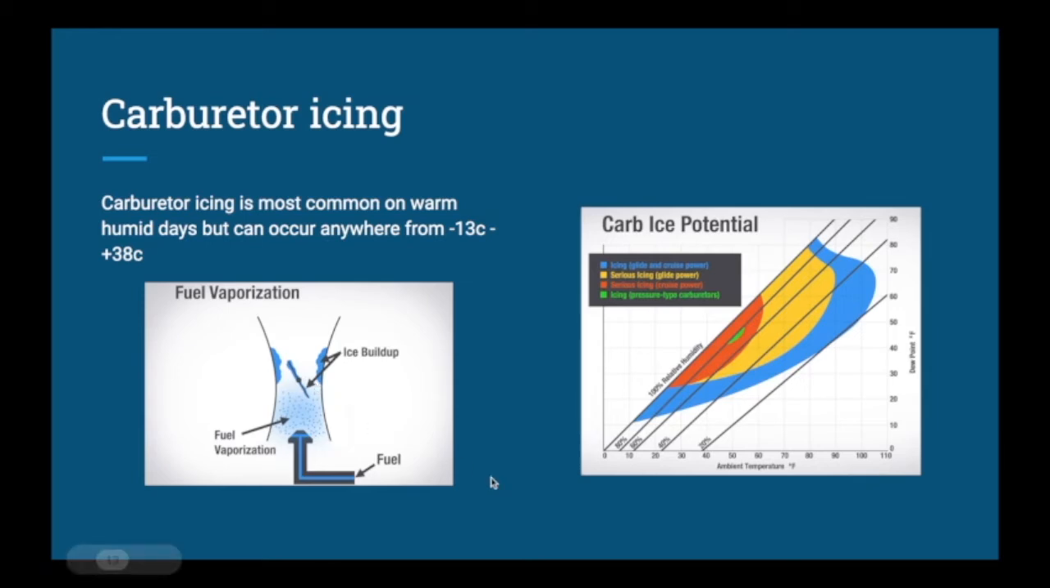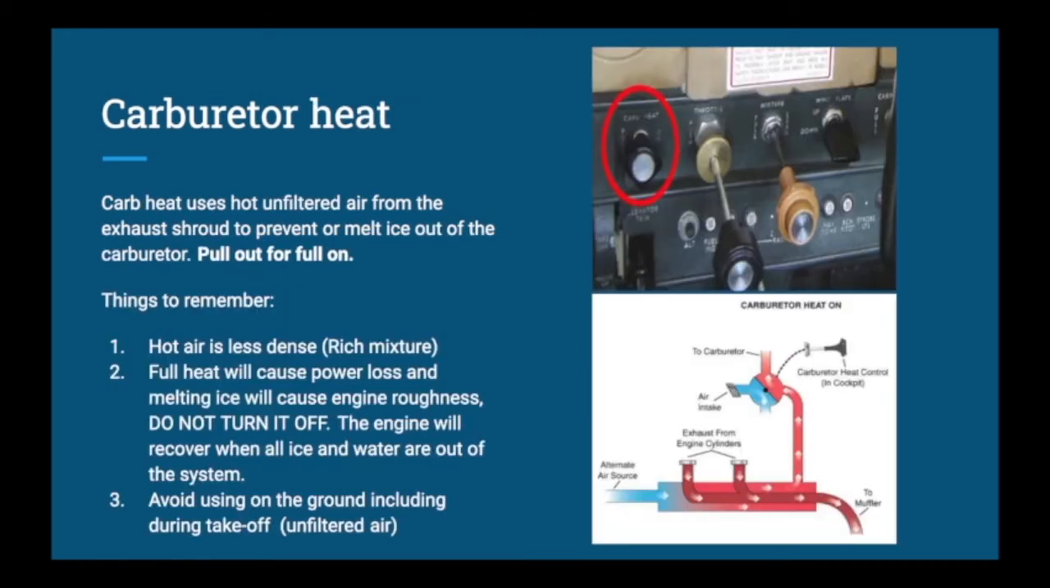So to prevent this, we use carburetor heat. It takes hot, unfiltered air from around the exhaust, and it redirects it into the carburetor, and it's going to melt that ice.